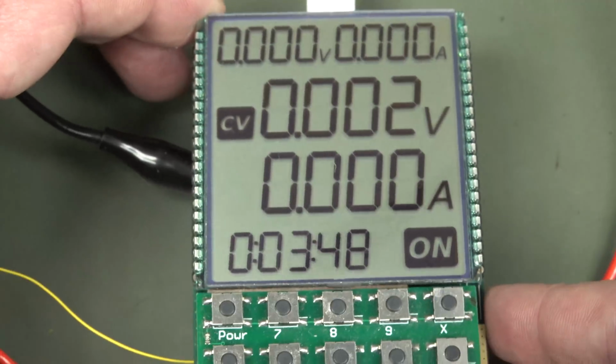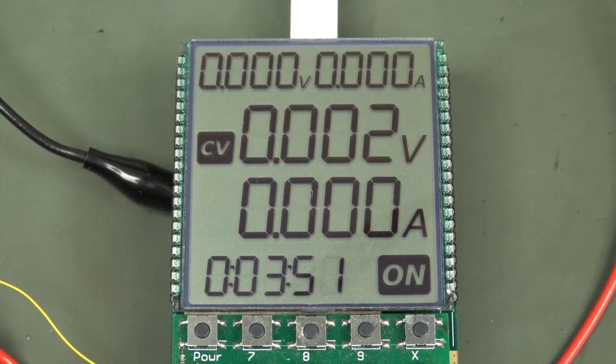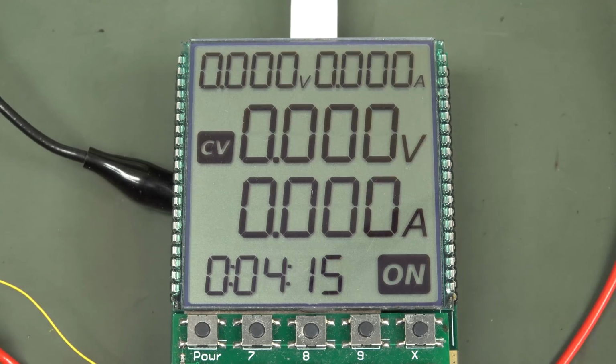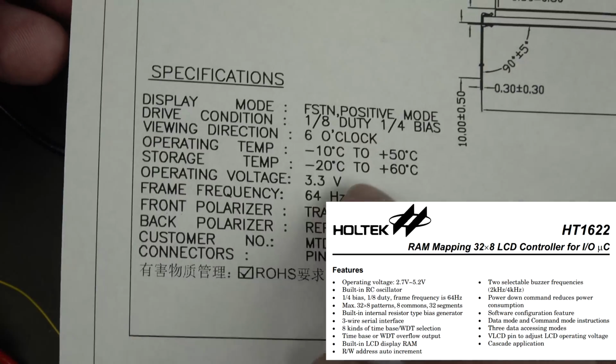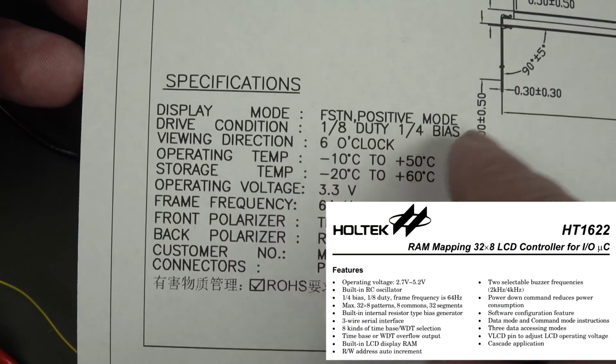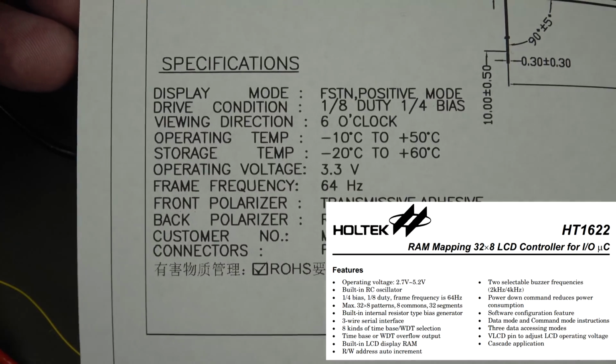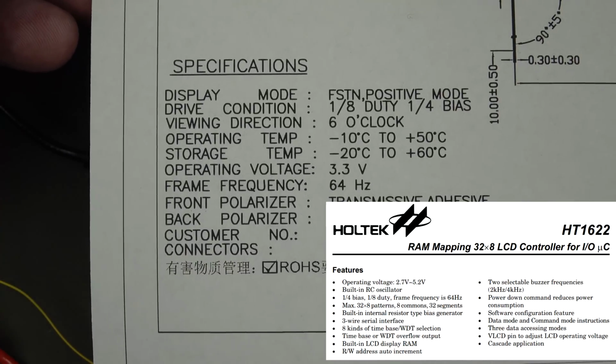I like that. So, it looks like, even though we specified a nominal 3.3 volt supply is what this thing's working at, and I think we may have told them what chipset we were using. I can't recall exactly. But anyway, they designed it around all of our specs, which came from the datasheet from the Holtek device. So all of this stuff down here, this all came from, you know, 1/8 duty, quarter bias, all that sort of jazz, 64 hertz frame frequency, operating voltage, that all came from the Holtek chipset itself.